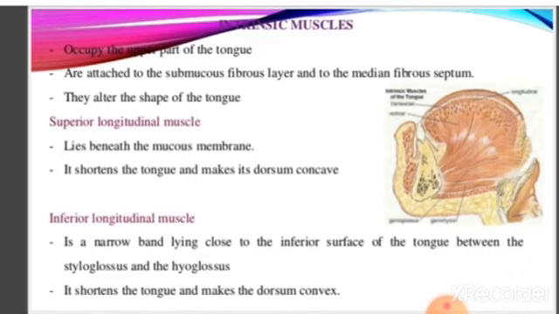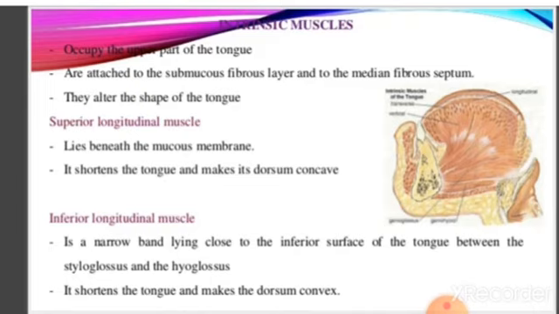The superior longitudinal muscle lies beneath the mucous membrane. It shortens the tongue and makes its dorsum concave. Then there is the inferior longitudinal muscle.